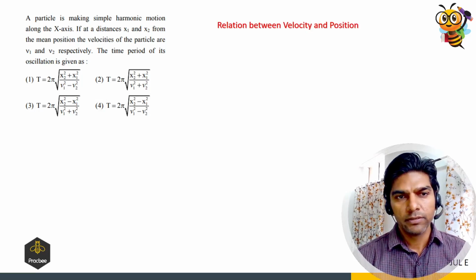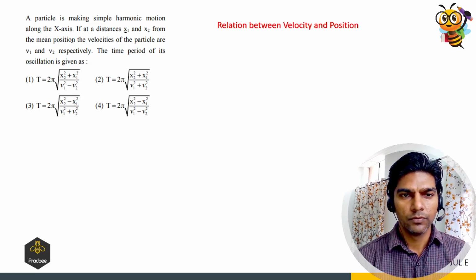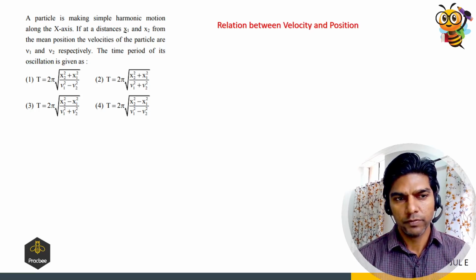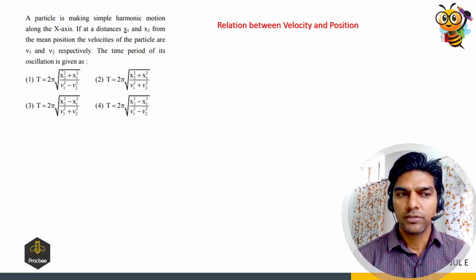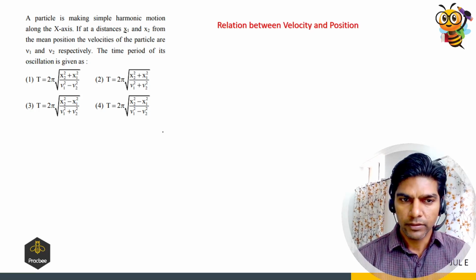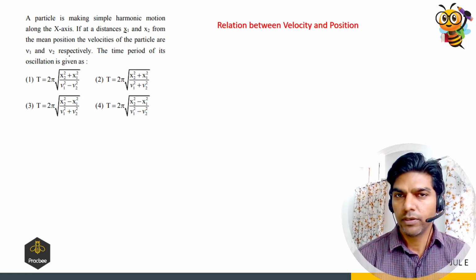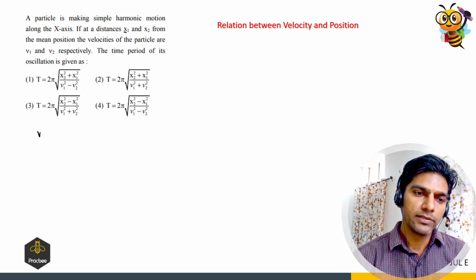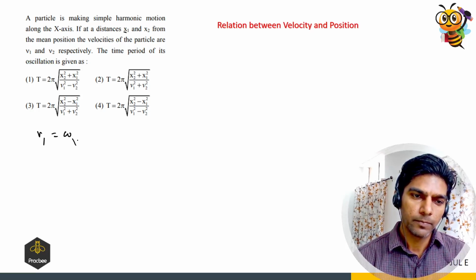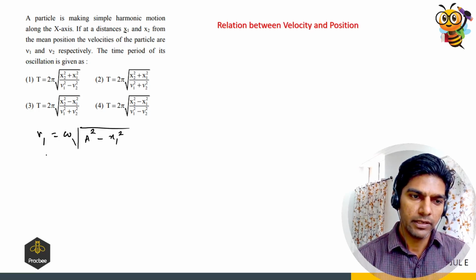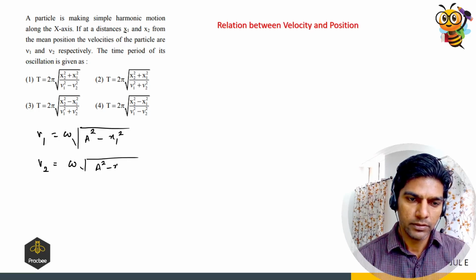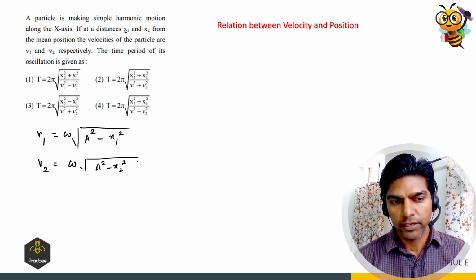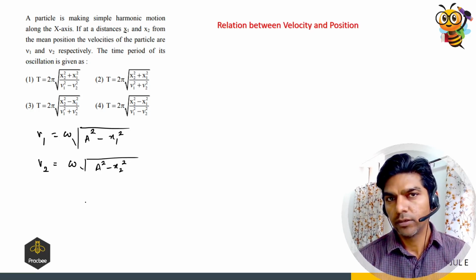A particle is making a simple harmonic motion along the x-axis. If at distances x1 and x2 from the mean position, the velocities of the particle are v1 and v2 respectively, the time period of its oscillation is given as. So we have to find the time period, and we have given v1 and v2 at x1 and x2. So we can say v1 can be written as omega times root of a square minus x1 square. Similarly, v2 can be written as omega times root of a square minus x2 square. Now we have to find the time period. So basically we have to eliminate amplitude.